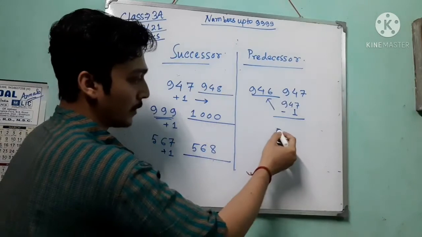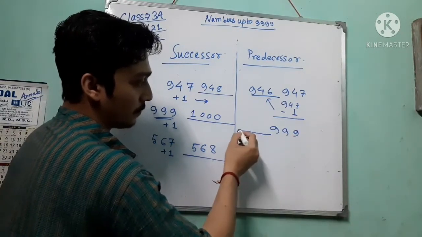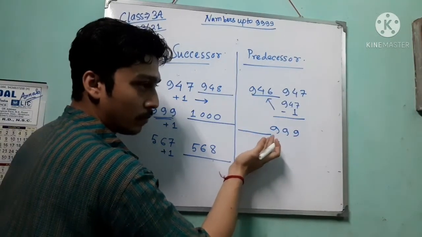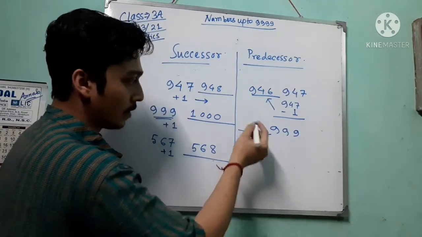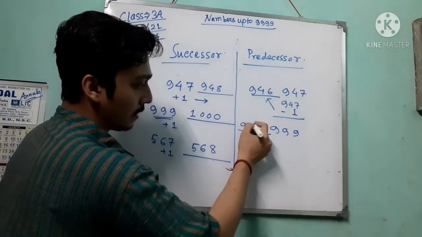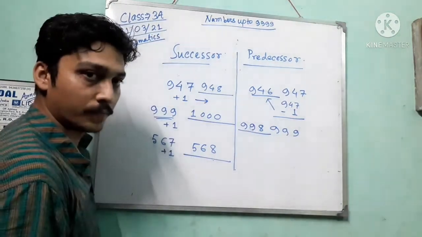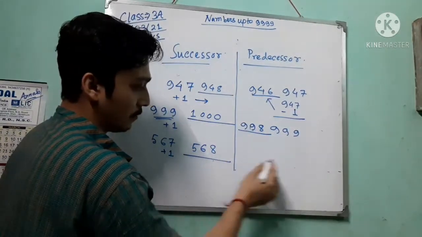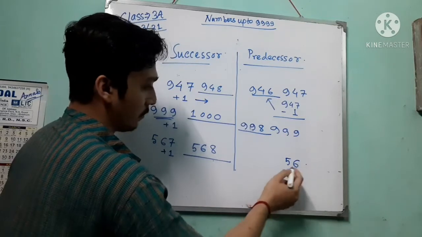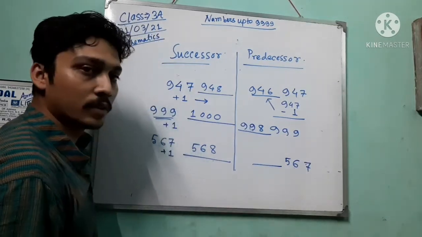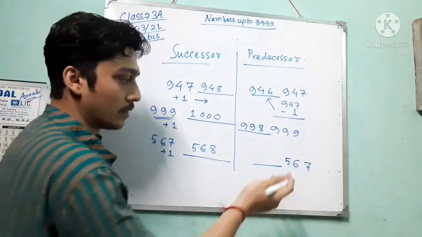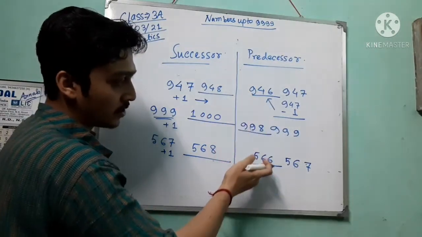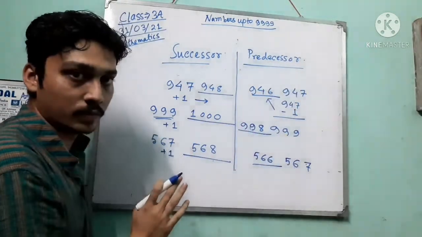Here is another example, 999. What is the number that comes before 999? This number will be 998. Same logic here. And 568 and 567: what number comes before 567? 566. So all are predecessors of their respective given numbers.